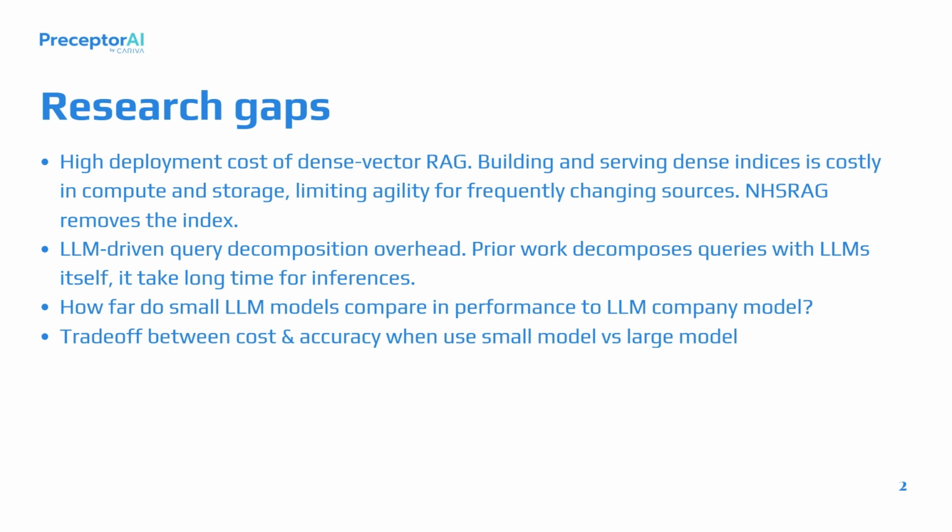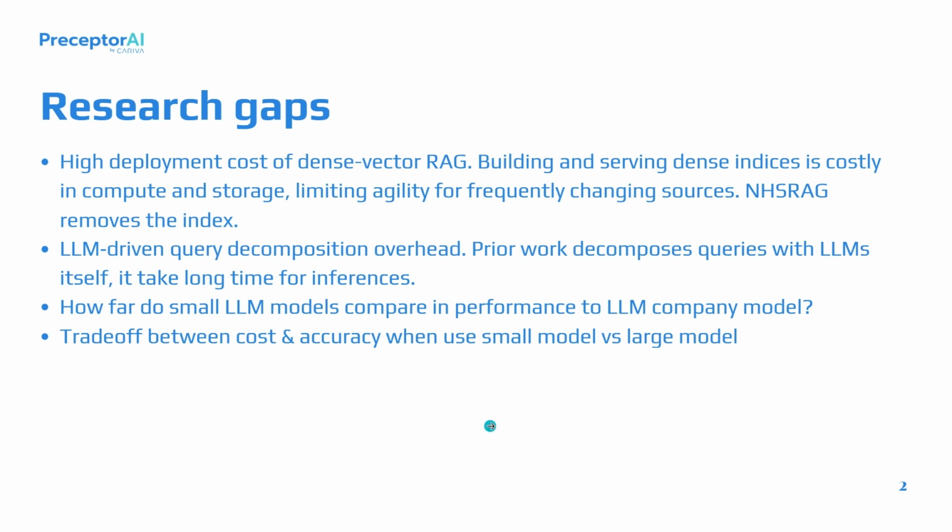deployment costs of the dense vector RAG. Building and serving a dense index is costly in compute and storage, limits accuracy for frequently changing sources, and requires re-building the index.